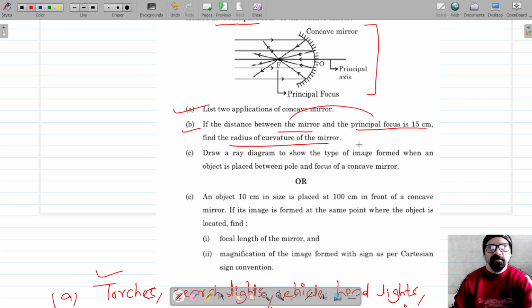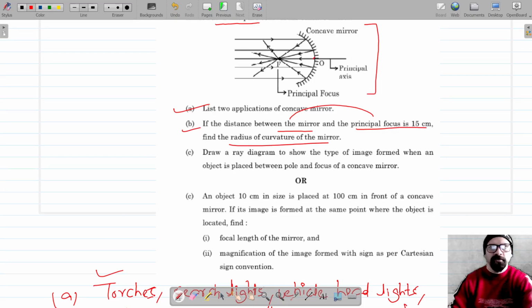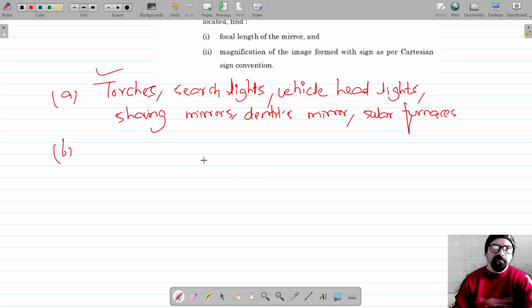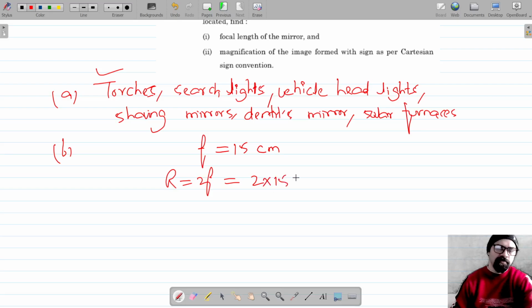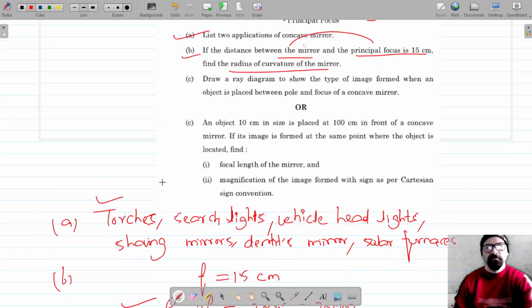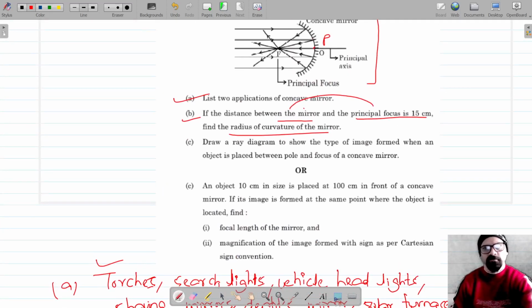So the distance between the mirror, meaning the pole, and the principal focus is the focal length. This is a concave mirror, so its focal length is 15 and the radius of curvature is double the focal length. So 2 into 15 is equal to 30 centimeter. I'm not using the sign convention. So the radius of curvature is 30 centimeter for the mirror, which is double the focal length.